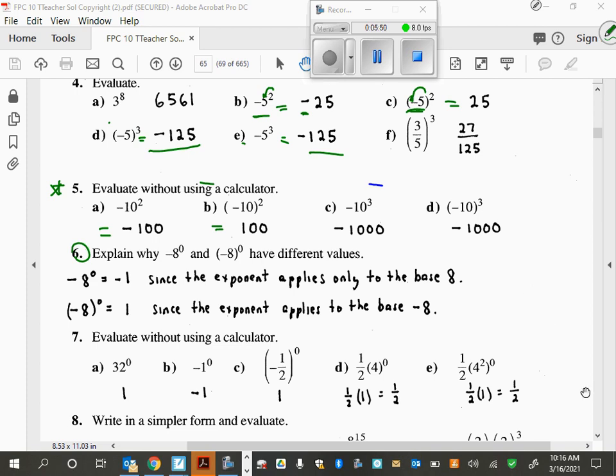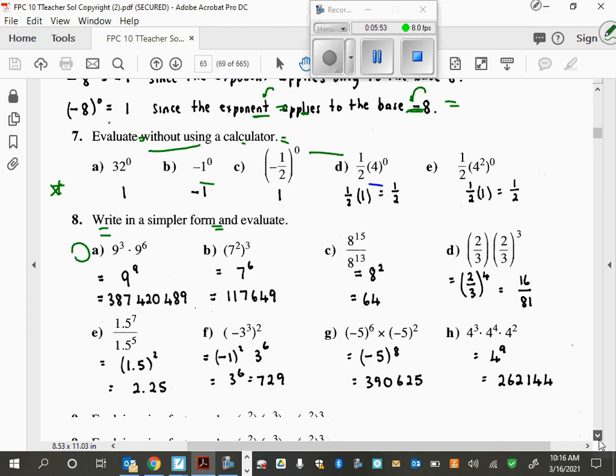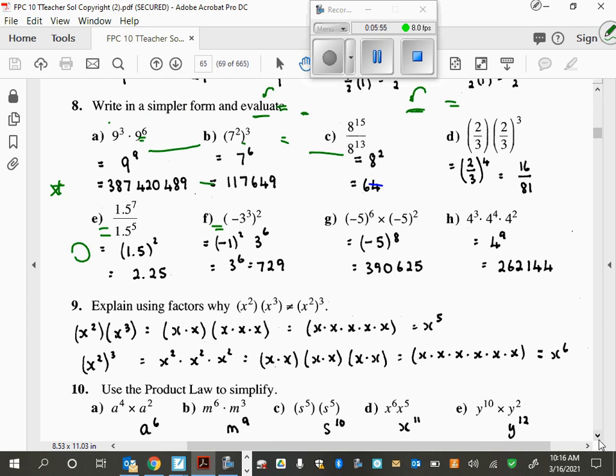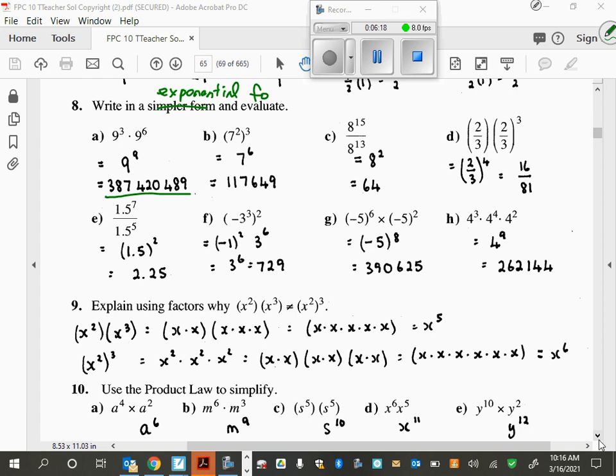Okay, number 8 is not usually what I'll ask, but if it asks you to evaluate, that means you have to tell me what it actually equals. And I'm not sure what the exact purpose of that is, knowing that this is 387,420,429. Usually, I'll just say, write in exponential form. So write that down, exponential form, and it's exactly how it sounds. Exponential form has exponents on it, so you can just leave it as 9 to the 9th.